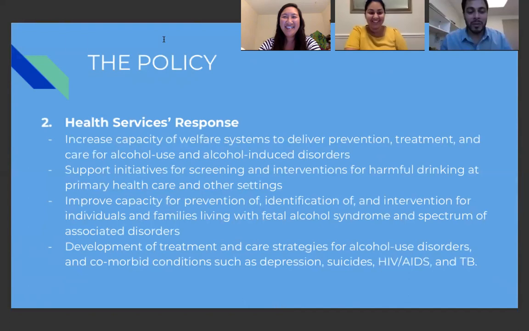Improve capacity for prevention of, identification of, and intervention for individuals and families living with fetal alcohol syndrome and spectrum of associated disorders. Development of treatment and care strategies for alcohol use disorders and comorbid conditions such as depression, suicides, HIV, AIDS, and tuberculosis.